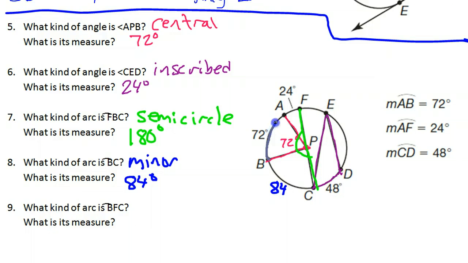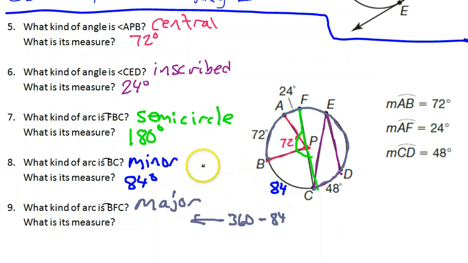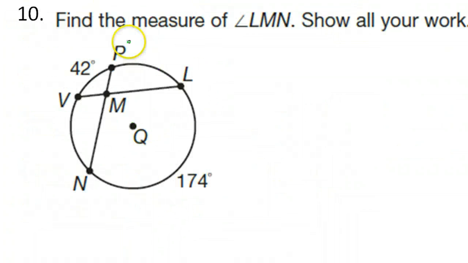Alright, BFC goes all the way around like this. That is definitely a major arc. What is its measure? Well, this gray arc encompasses the entire circle except for 84 degrees. So what I can do is 360 minus the 84 degrees, and it'll find out how big the gray area is. 276 degrees.